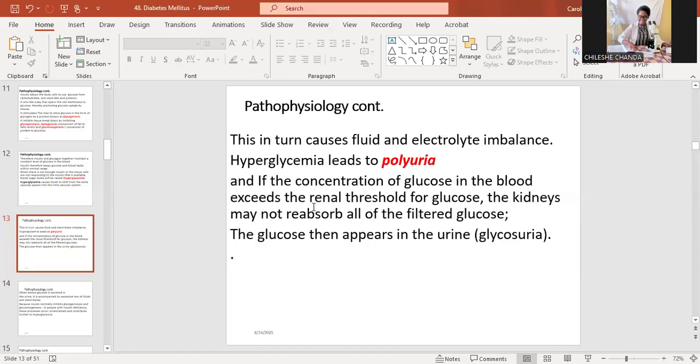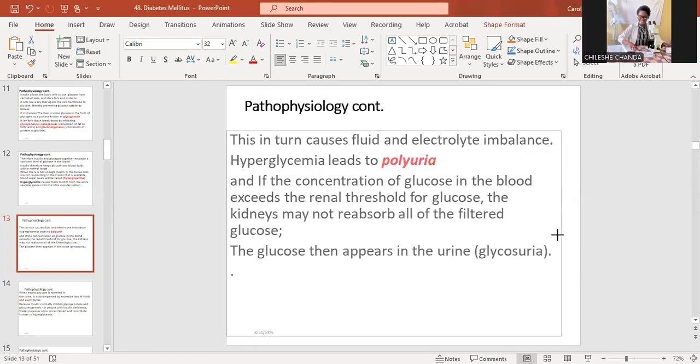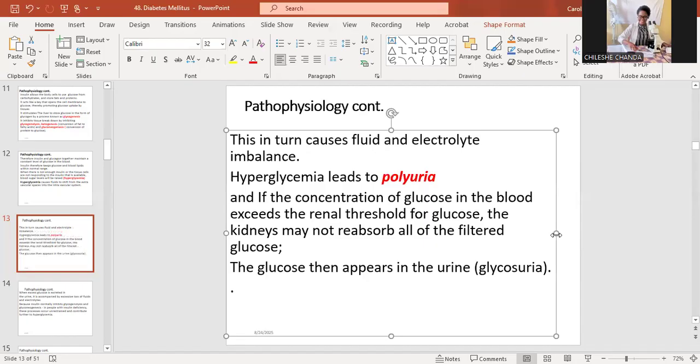Okay? So if the concentration of glucose in the blood exceeds the renal threshold, now because there is too much glucose in the bloodstream, this blood, remember, is flowing all the way to the kidneys also. So you find that the renal threshold will be exceeded. Okay. Once the renal threshold is exceeded, remember in the kidneys, first of all, we have the production of the filtrate from the glomerulus, and once this filtrate starts moving in the renal tubules, there is reabsorption of the things that are still needed in the bloodstream.